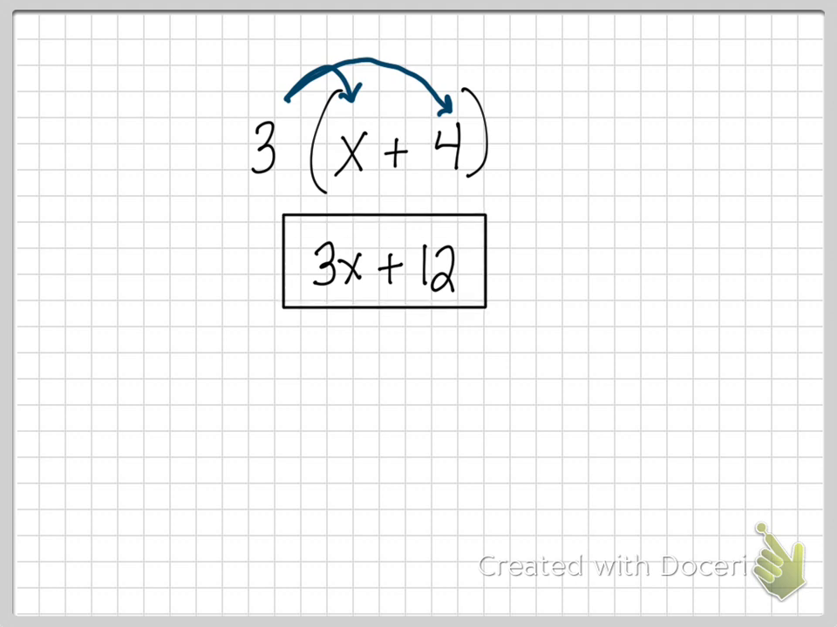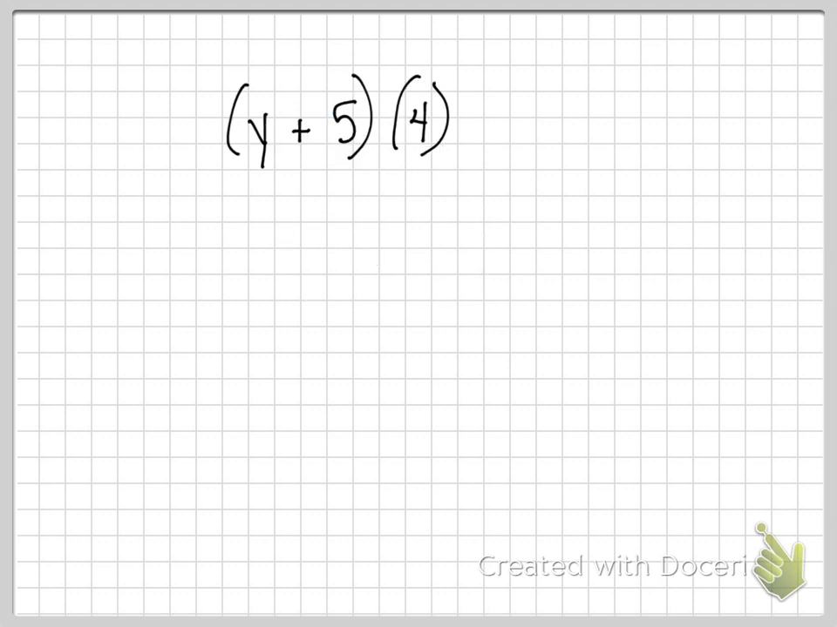3x plus 12. So this looks a little bit different because we have our number on the other side. We can just rearrange it. What property says we can rearrange it? Yes. Owen, what'd you say? I said commutative. That is correct. The commutative property says we can multiply in any order. So we could also say 4 times the quantity y plus 5, because it is okay to multiply in any order. Luke, what'd you get?